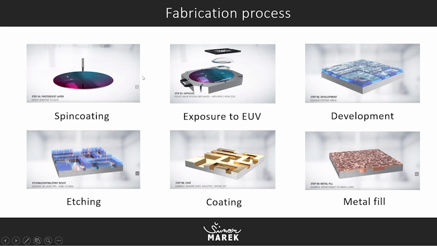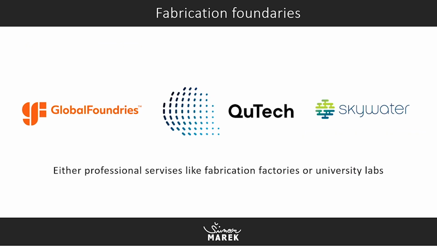We will do spin coating first, then exposure to the light, which is made with very precise lithography machines. Then we will do development of our chip, and then we will do etching. And once we are done with etching, we'll move to coating, and then we'll do metal fill. So this is the process for chip fabrication.